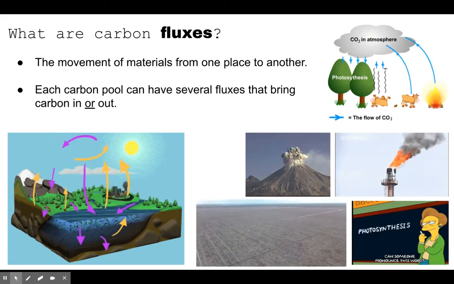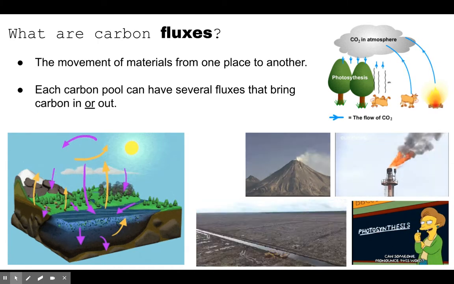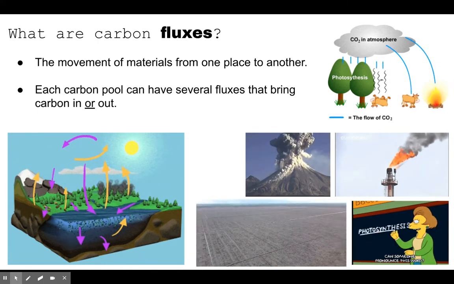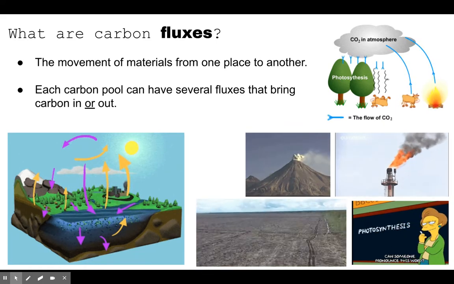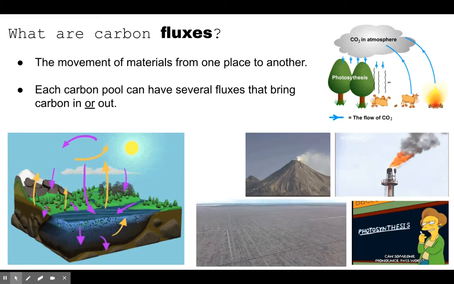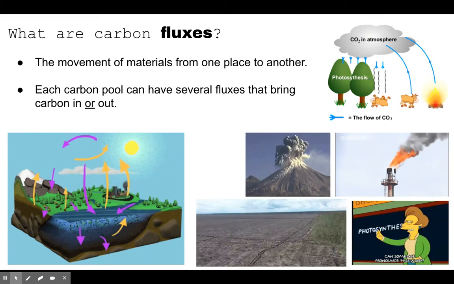It's important to note that every single carbon pool that we've talked about can have several fluxes that can bring carbon in or out. And this is all happening at the exact same time, constantly, day, night, no matter the season, no matter the year, right? And that's what really adds to the complexity of the global carbon cycle.